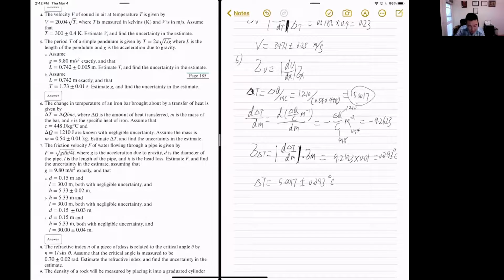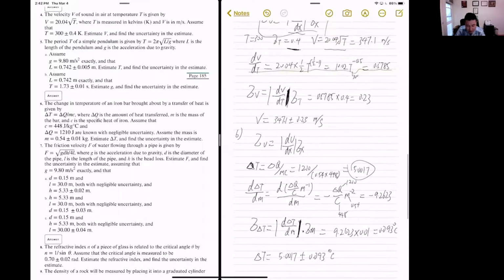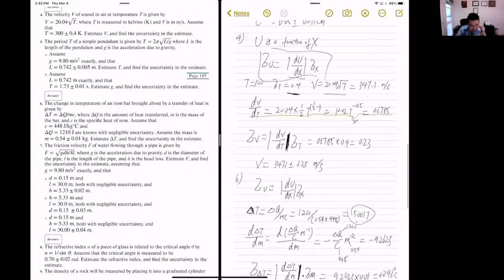So question number 6 is pretty much similar to question number 4. We have one measurement, and then we want to find the uncertainty for a function of that measurement.